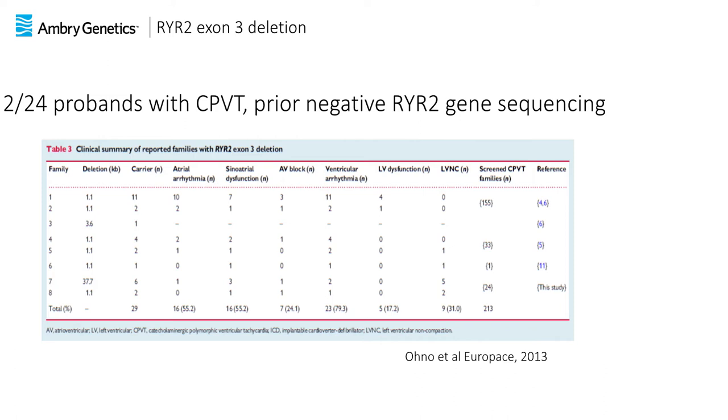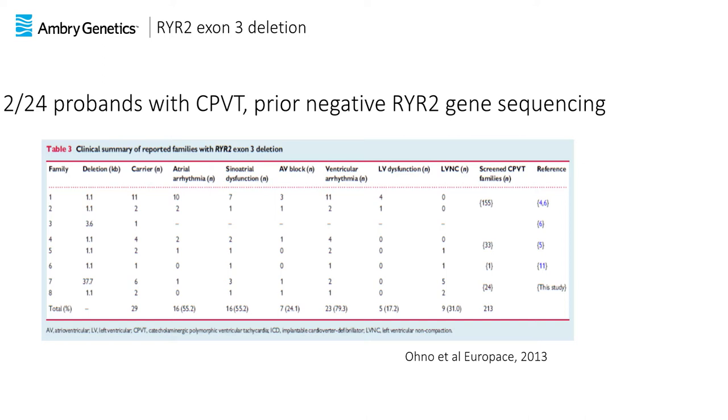This table comes from a paper published by Ono et al. in 2013, and they looked for deletions of the RYR2 gene in 24 probands who presented with a CPVT phenotype that had previously had negative or normal sequencing. In two of those 24 probands, they identified a deletion encompassing exon 3. These two families are listed here as family number 7 and family number 8. This table also summarizes those cases in the literature of RYR2 deletions that had been previously published.